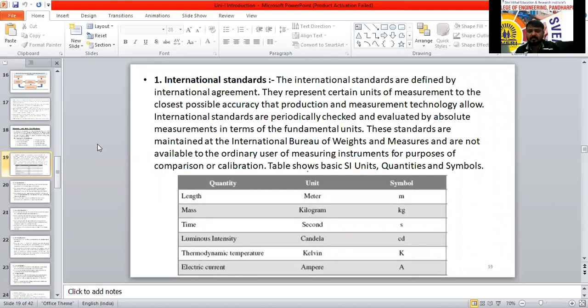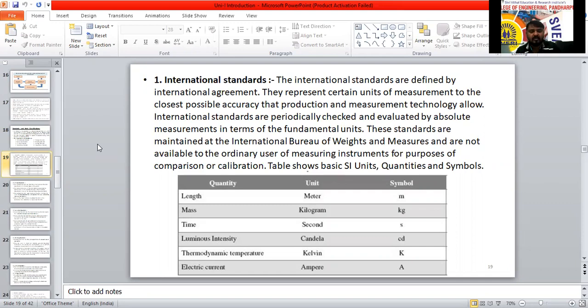Suppose you go to a cloth shop and say, I need some cloth for a shirt, they will ask how many meters. Meter only they are going to ask. As an electrical engineer, if you go to purchase wire, they will ask how many meters, foot, meter, like that. So the length will be measured by meter only.